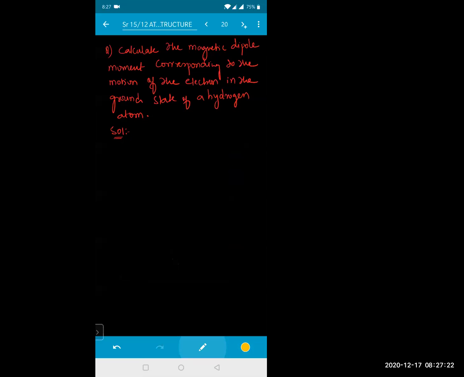Okay, so we need to calculate the magnetic dipole moment corresponding to the motion of the electron in the ground state of the hydrogen atom. Magnetic dipole moment: when a particle is moving in a circular path like this, and this is the electron, E minus, moving with a velocity V, and this is the radius R. Magnetic moment is represented by capital M, or it is represented by mu. That is nothing but the product of current into area.